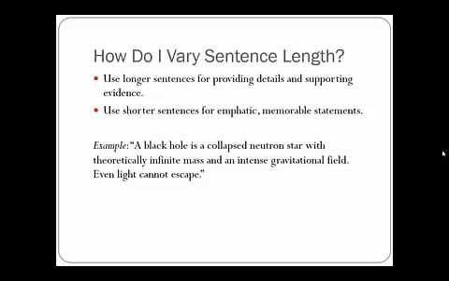For example, a black hole is a collapsed neutron star with theoretically infinite mass and an intense gravitational field. Even light cannot escape. So in this example, the longer sentence tells the reader what a black hole is, while the shorter sentence emphasizes the main point.